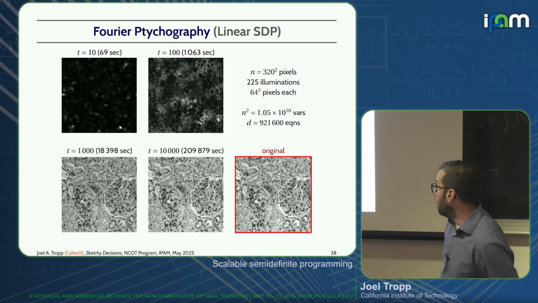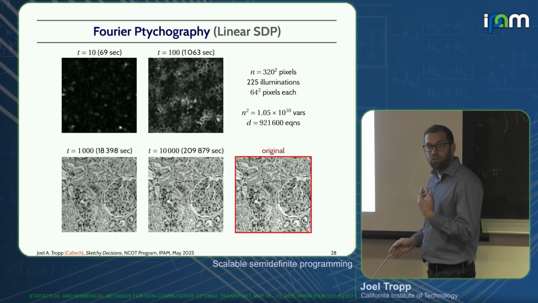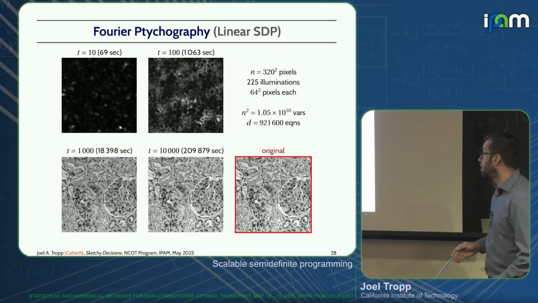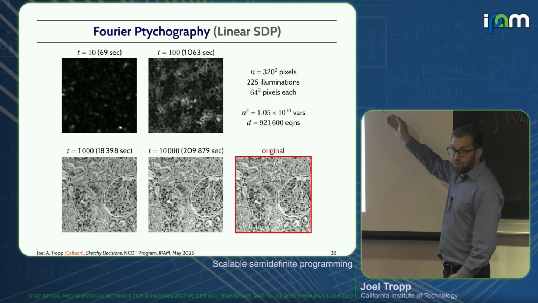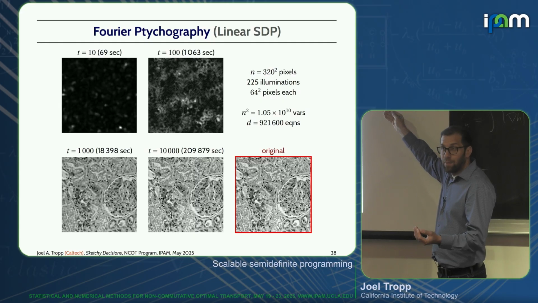Okay? So in short, these ideas of looking for an approximation to a solution of the SDP and using randomized linear algebra techniques allow us to solve SDPs, real SDPs coming from data science problems, even when the matrix has 10 billion variables, on a laptop.